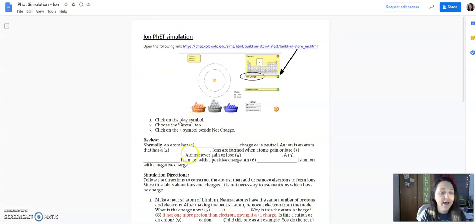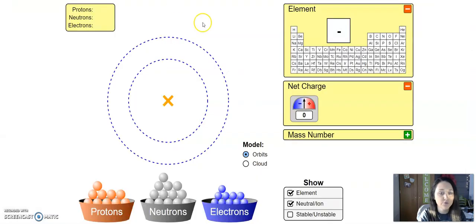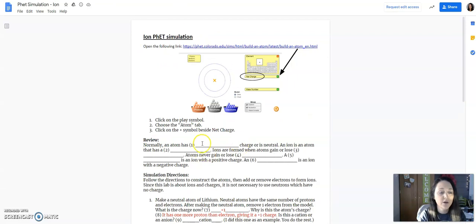All right, it says normally an atom has blank charge or is neutral. Right now we are 0, we are neutral. So you would come here and type in no charge because the atom is neutral.